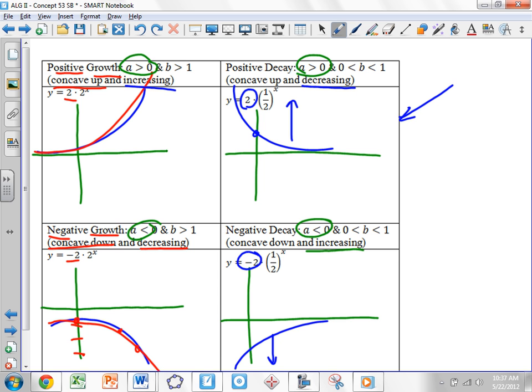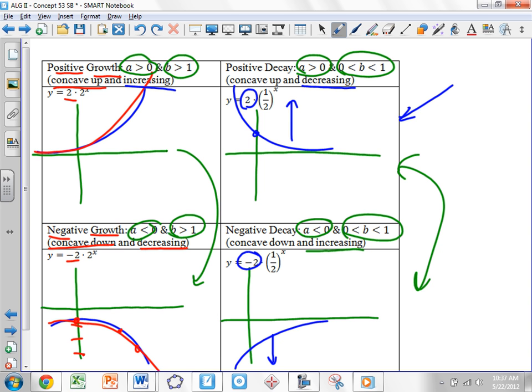Next, if the B value is greater than 1, we have growth. It can be positive or negative growth. When the B value is a fraction or a decimal or some value between 0 and 1, we have decay. And it can be positive decay like we've seen, or the reflection of that, which is called negative decay. Again, notice these two are really like reflections of each other, as Ebony said a minute ago, just as these two are reflections of each other.